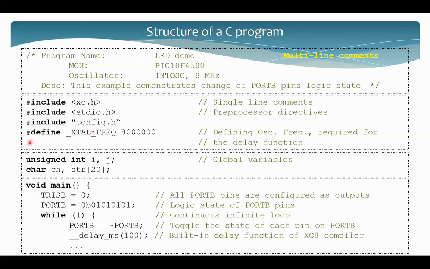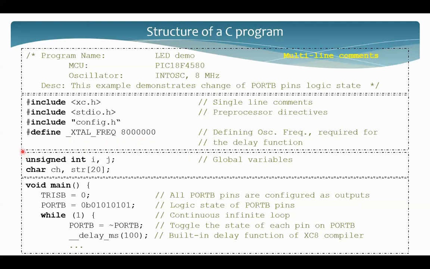And if you want to define any constants, we can use the #define directive and define them in this way. So here we are defining the crystal frequency. This is a constant that is required for the delay function. This __delay_ms function is once again a built-in function in the XC8 compiler, and it needs this crystal frequency constant, and we have to define the value of the crystal frequency, or the oscillator frequency, and we are assuming it to be 8 megahertz here.